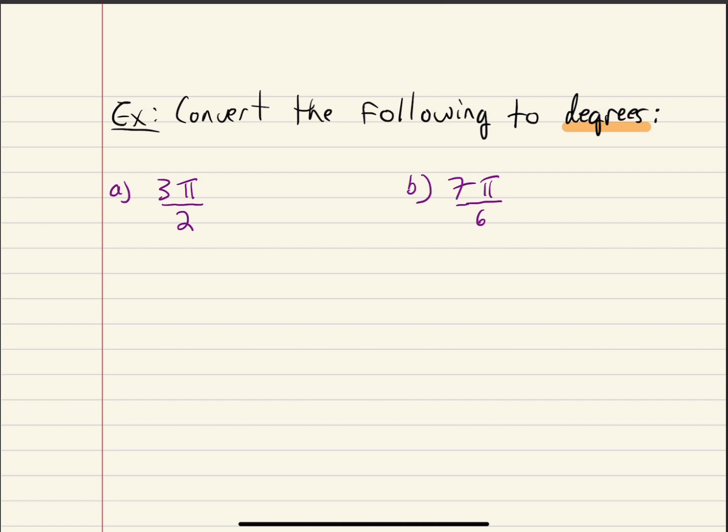So in our next examples, we're going to convert the following to degrees from pi radians. So, like we mentioned in the formula before, we're going to take the amount given in radians, and then we're going to multiply it by 180 degrees over pi radians. And what that's going to do is cancel the pi out. And then when you plug this into your calculator, you're going to get 270 degrees.